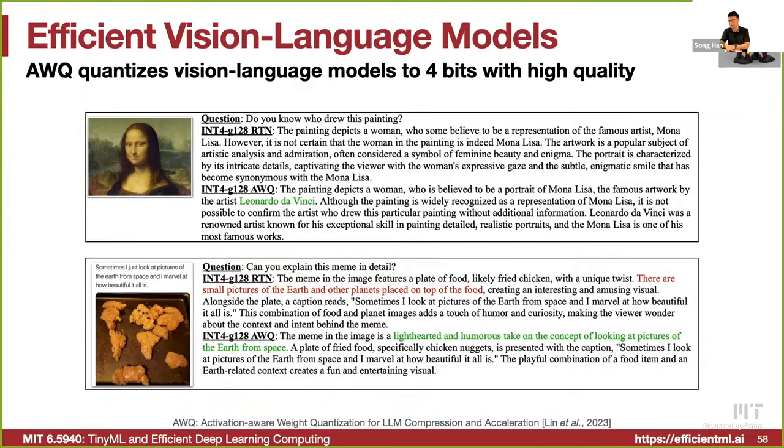Like in this example, this is the input image and some text description together with it. With naive round-to-nearest quantization, it's going to say something weird, like there are small pictures of the Earth and other planets placed on top of the food. But with AWQ quantization, it says the meme in the image is a lighthearted and humorous take on the concept of looking at pictures of the Earth from space, right? So with proper quantization techniques, we can not only accelerate large language models, but also visual language models.